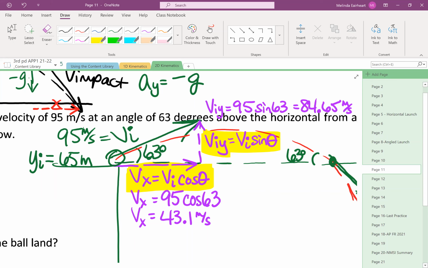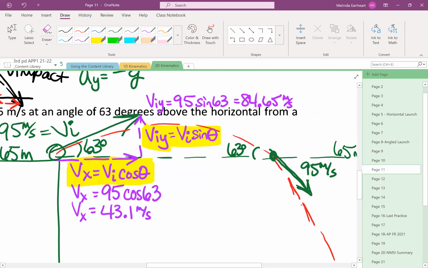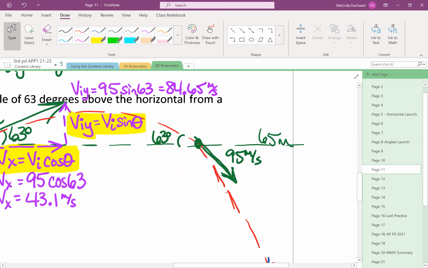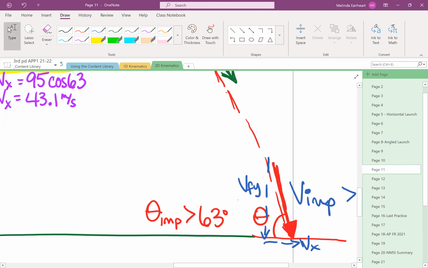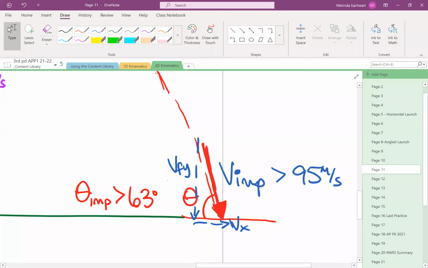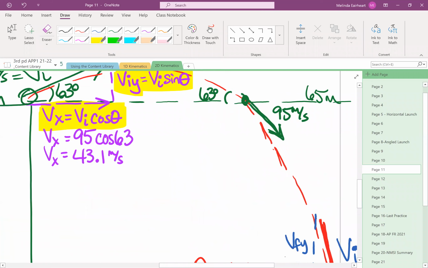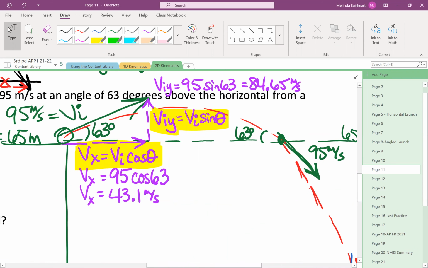We are done with 95. Done, done, done. We're not doing anything else with 95 unless they ask us about returning to that same elevation, or if we're doing some kind of comparison, we impact greater than 95. But we are not going to plug 95 into our kinematic equations. Good deal? That's why you have all the little X's on those equations. Imagine they're Y's, right? And so you can't put hypotenuses in those equations, just the vector components.